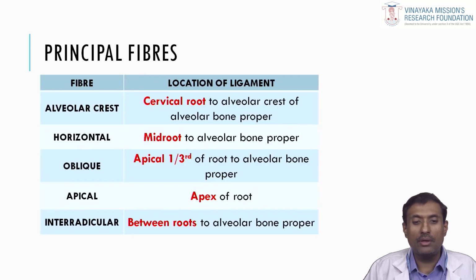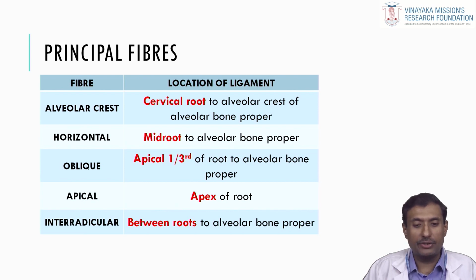Moving on, we will talk about the principal fibers. As we can see, they are named as alveolar crest fibers, horizontal fibers, oblique fibers, apical and interradicular. The alveolar crest fibers are named based on where they are located, that is in the cervical portion of the tooth, and they run from the cervical portion of the tooth to the alveolar crest of the alveolar bone proper. The horizontal are named horizontal because of the direction. They are mainly perpendicular to the long axis of the tooth, and they are located in the mid root of the tooth to the alveolar bone proper.